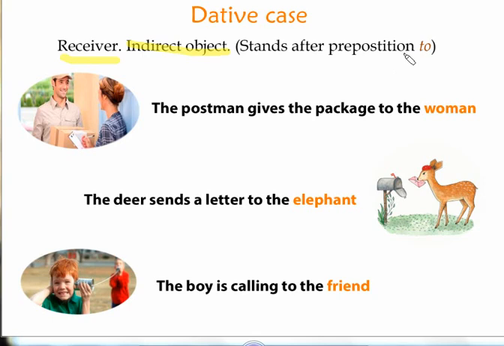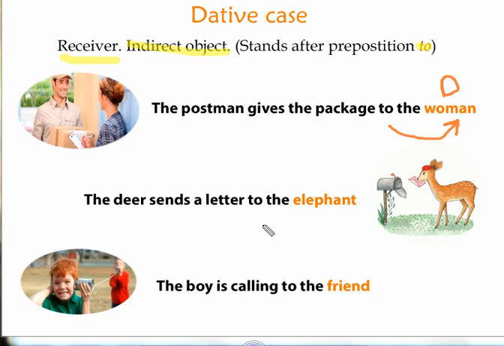A really huge hint is preposition to. All the time after preposition to, we use dative case. The postman gives the package to the woman. Woman is the receiver of the package, so it stands in dative case.